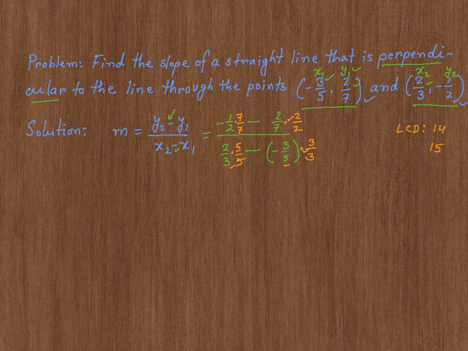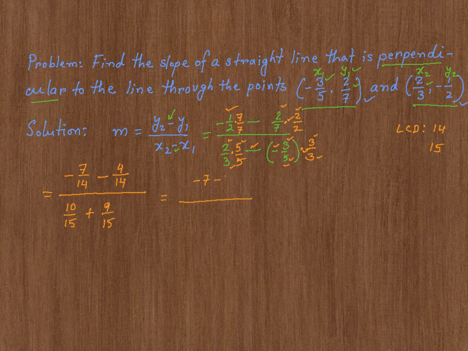Now let's continue with this simplification. So this is going to give me negative 7/14 minus 2 times 2 is 4, so it's going to be 4/14. Similarly, in the denominator, 5 times 2 is 10, 10/15. Now this negative and this negative is going to make it positive. So then 3 times 3 is 9, divided by 5 times 3 is 15. Now I can simplify it further very easily.